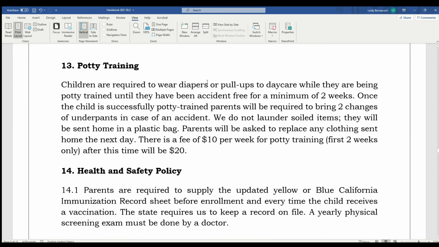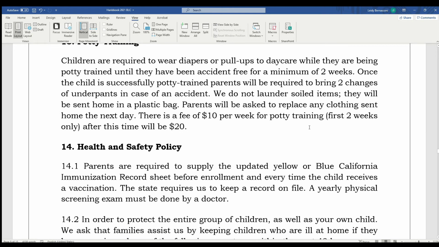Now, we do potty training, but normally we ask the parents to do it at home for a month. If the child doesn't have accidents, I will continue doing that here, only for 2 weeks. I do charge because it takes me more time, and sometimes I bring an extra employee that is going to help me for those 2 weeks. So that's one of the reasons why I do charge.